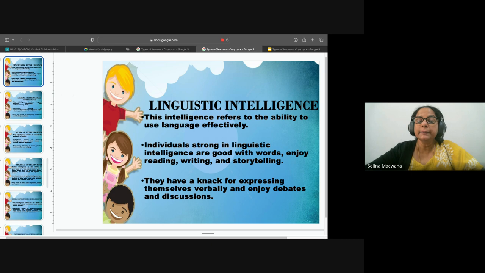Okay. You can utilize vivid and engaging storytelling techniques, use expressive language, vary the tones and pitch, emphasize key points, and encourage open discussion about the story. What do you think the person was feeling? Why did the person say what he was saying, doing what he was doing? They will express their thoughts verbally, these linguistic learners.